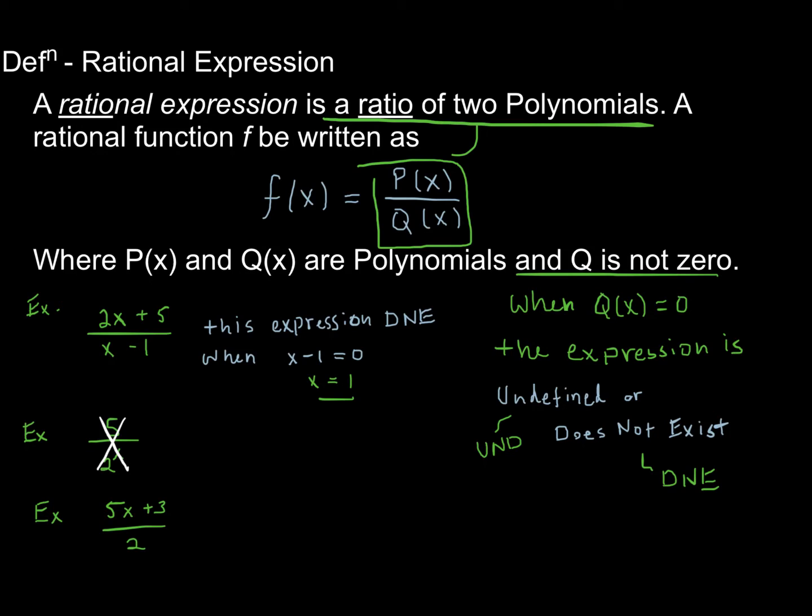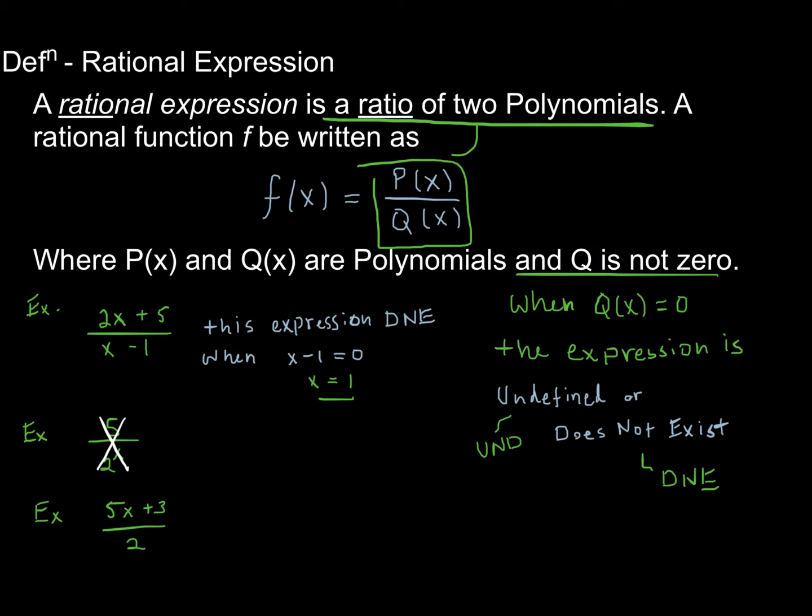So this is a rational expression, and let's ask ourselves, is there anywhere that this expression does not exist? Well, in order for a rational expression to be undefined, we would need the denominator to be equal to 0. But the denominator is a constant. It's always 2. In other words, there's no x value that will make this equal to 0. And so this function here is always defined. There will never be a place that it does not exist.